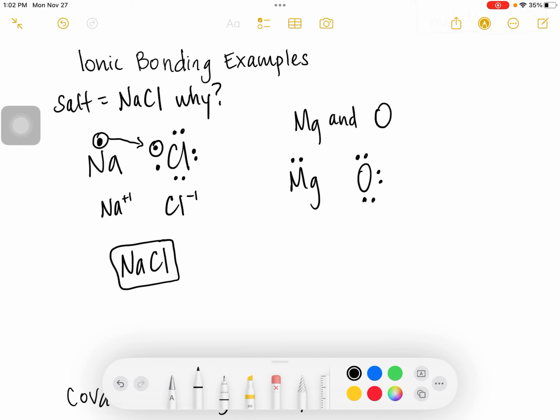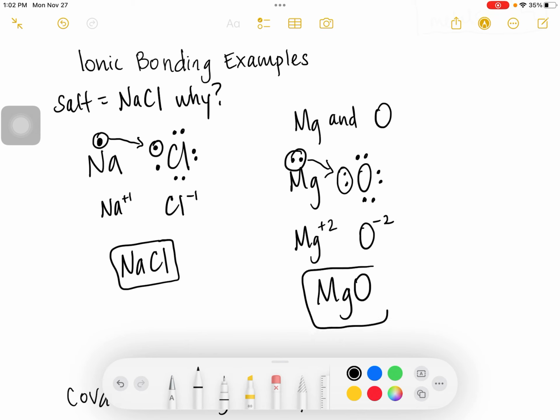Oxygen would like to gain 2, and conveniently magnesium wants to lose 2. So magnesium gives its 2 electrons to oxygen, resulting in a magnesium ion with a charge of +2, an oxygen ion with a charge of -2, and it took 1 magnesium and 1 oxygen for this to happen. My charges add up to 0. I have 1 magnesium, 1 oxygen, and so my formula is MgO.